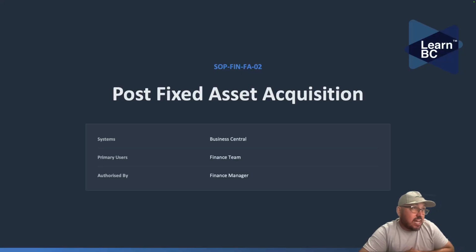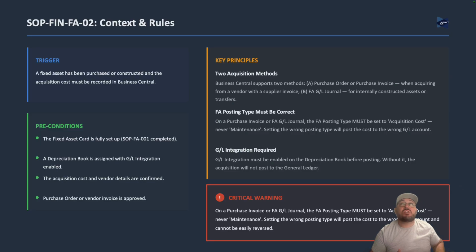Fixed assets, we've started with the introduction. We've gone into how to create a fixed asset. Today is about how to actually acquire a fixed asset. So this is the finance team authorized by the finance manager. The trigger is a fixed asset has been purchased or constructed, and the acquisition cost must be recorded in Business Central.